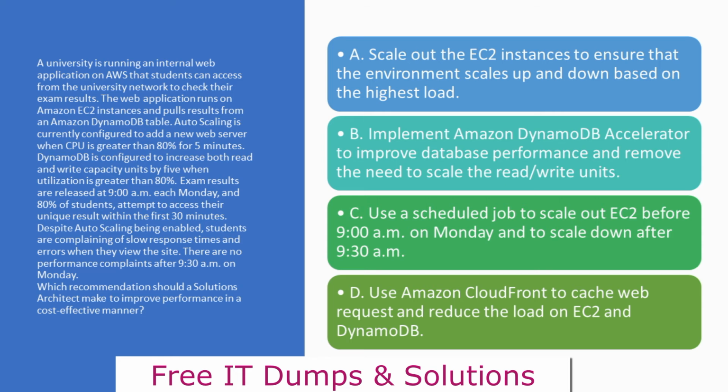Options we have: A. Scale out the EC2 instances to ensure that the environment scales up and down based on the highest load. B. Implement Amazon DynamoDB Accelerator to improve database performance, and remove the need to scale the read/write units. C. Use a scheduled job to scale out EC2 before 9 a.m. on Monday and to scale down after 9:30 a.m. D. Use Amazon CloudFront to cache web requests and reduce the load on EC2 and DynamoDB. Correct answer for this question is option C.